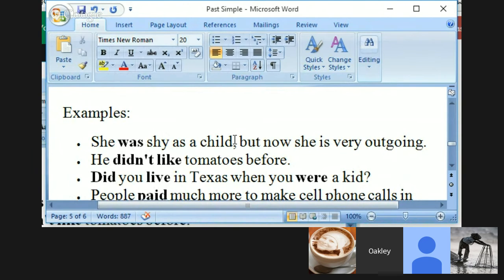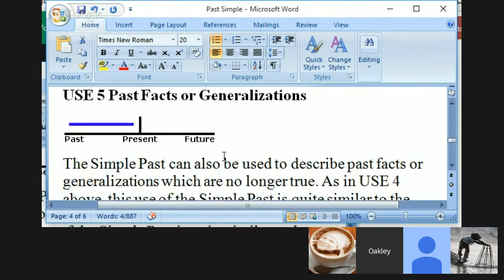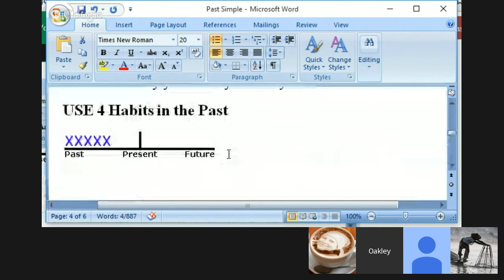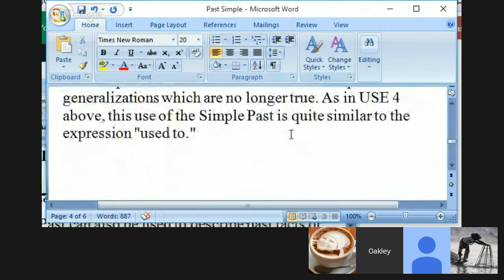So she was shy as a child. But now she's very outgoing. He didn't like tomatoes before. You have to add some kind of time word to pull this off. Did you live in Texas when you were a kid? Same idea. People paid much more to make cell phone calls in the past. The only way to pull it off, just like the one earlier, is to use some kind of time expression. You have to. Basically, it's the same thing as the one we just did.